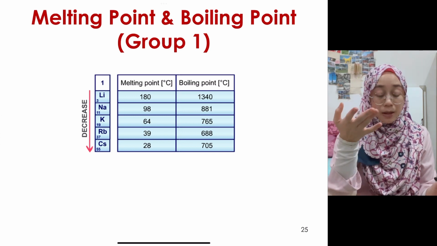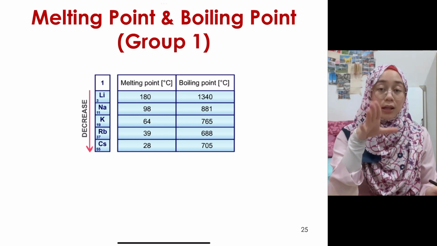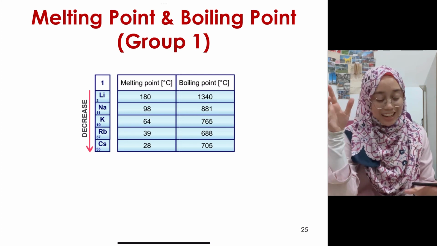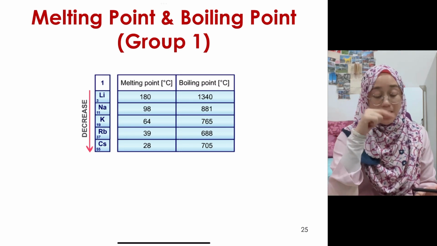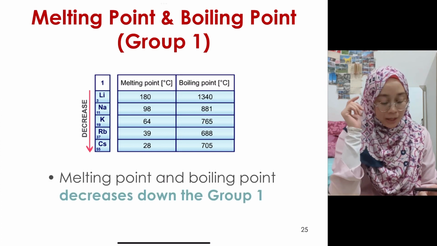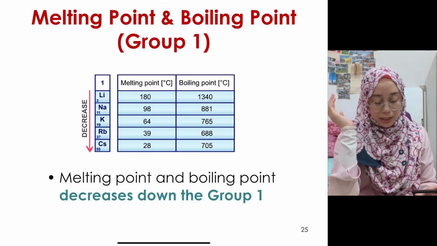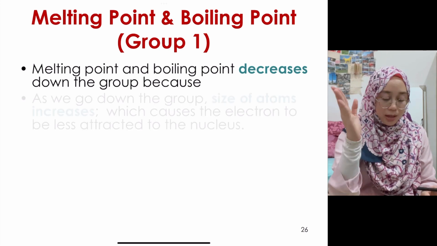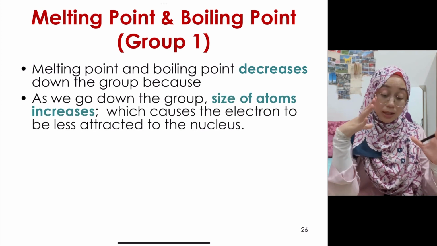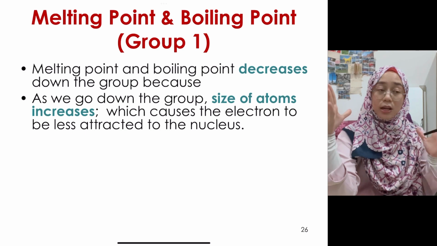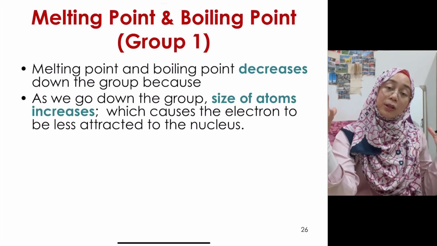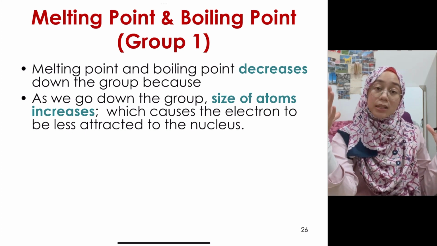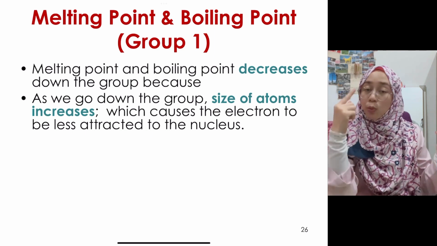So kita nak guna faktor apa kat sini? We will be using the factor of size then. Okay, so what happened to the size of atom going down the group? So melting point and boiling point, you can see that they decrease. Okay, so decreases down the group because as we go down the group, the size of atom becomes larger kan? So what happened bila becomes larger? What happened to the metallic bond bila size becomes larger? The metallic bond becomes weaker then.